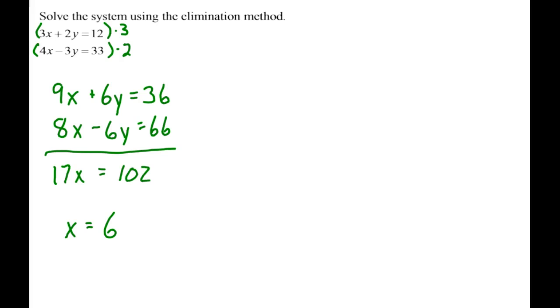When we add those two equations together, we get 17x equal to 102. To get x by itself, we would divide by 17. 102 divided by 17 is 6. Now we need to take this value of x, substitute 6 into either of these equations, does not matter. Substitute 6 in for the x value to solve for the y value.